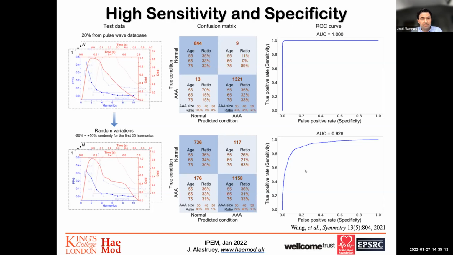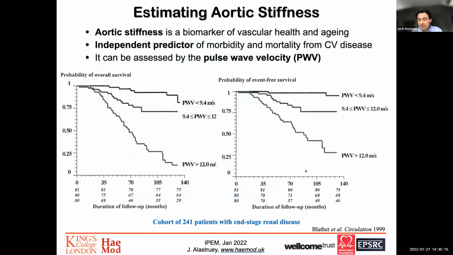The other clinically relevant study that I would like to show you is the estimation of the stiffness of the aorta, which is an important marker of vascular health. And indeed, increased arterial stiffness has been shown to be an independent predictor of morbidity and mortality from cardiovascular disease.